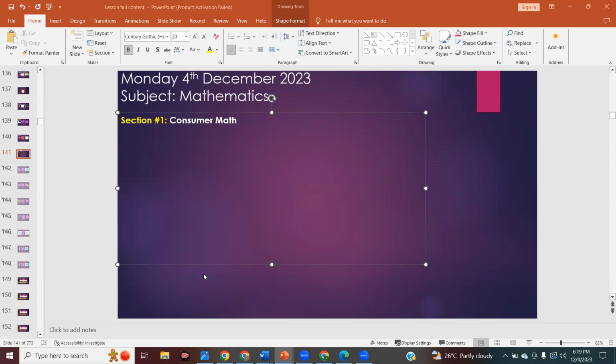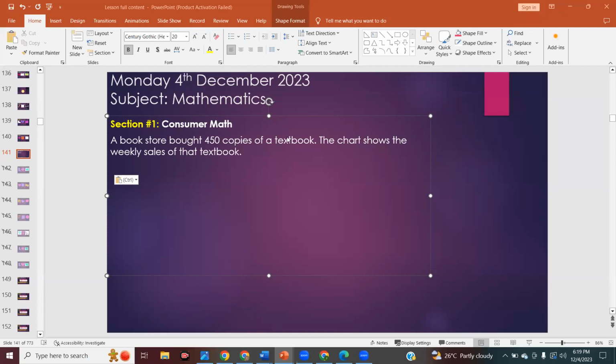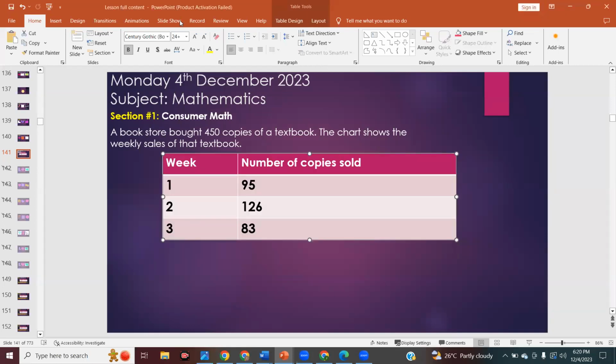The question says, a store bought 450 copies of a textbook, and the chart shows the weekly sales of that textbook. So altogether, the store bought 450 of the textbooks. Now we're going to construct a table to outline what happened during each week in terms of sales for the book. Please draw the table as well.